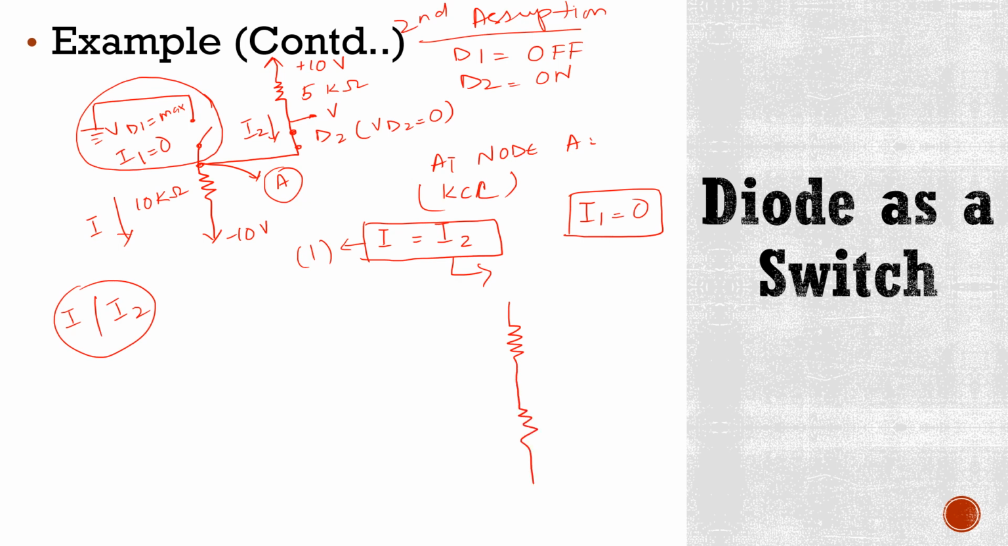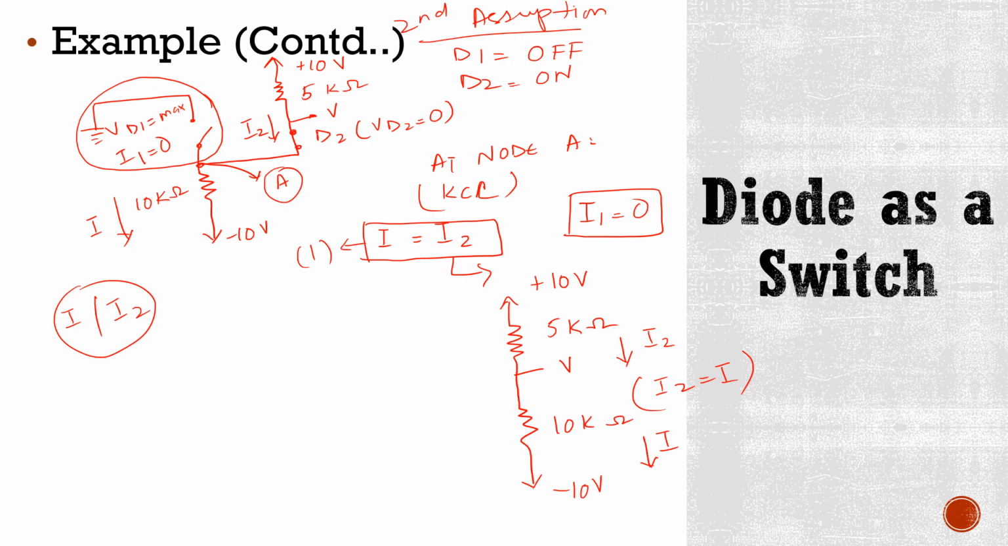So this circuit can be redrawn something like this. This is plus 10 volts, this is minus 10 volts, this is 5 kilo ohms, this is 10 kilo ohms, here there is V, and we know that I2 is flowing here and I is flowing here. It means now I2 is equal to I, as the circuit is in series configuration now.